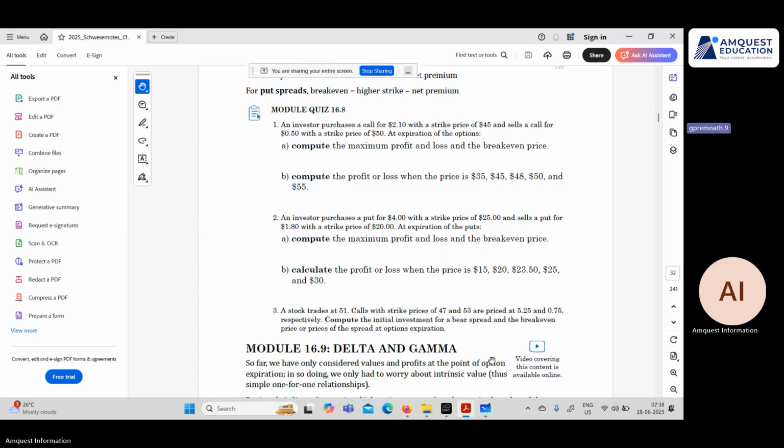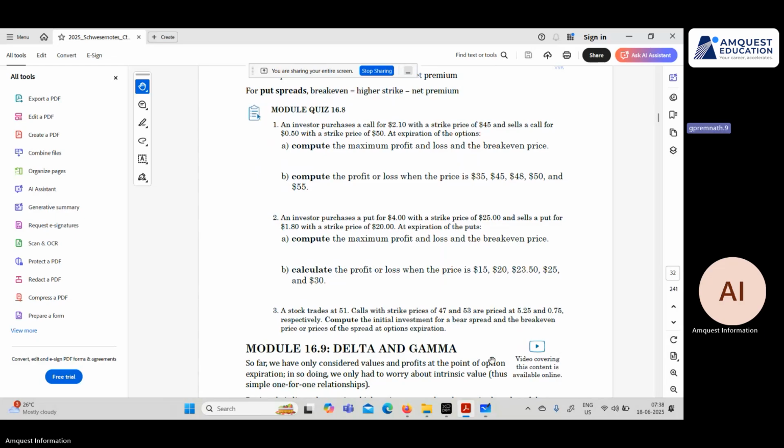As an investor, purchase a put for $4 with a strike of 25 and sell a put for $1.8 with a strike of $20. At expiry, compute the maximum profit, maximum loss and the break-even. So this is basically a bear put spread. And the maximum profit and loss and break-even.